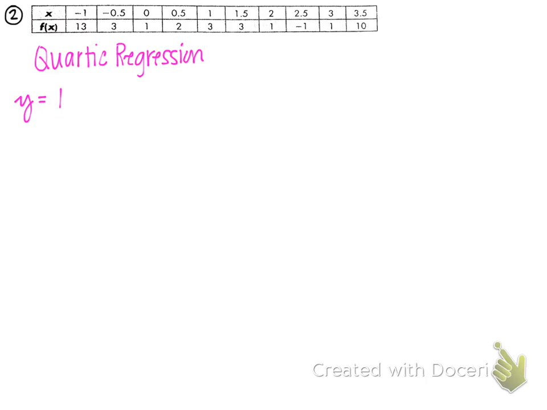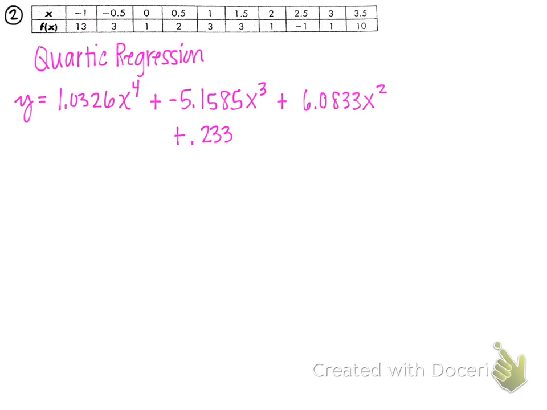So A is 1.0326 x to the 4th power plus negative 5.1585 x to the 3rd power plus 6.0833 x squared plus 0.2331 x plus 0.9411. Whew. And there's our quartic regression model for this one.